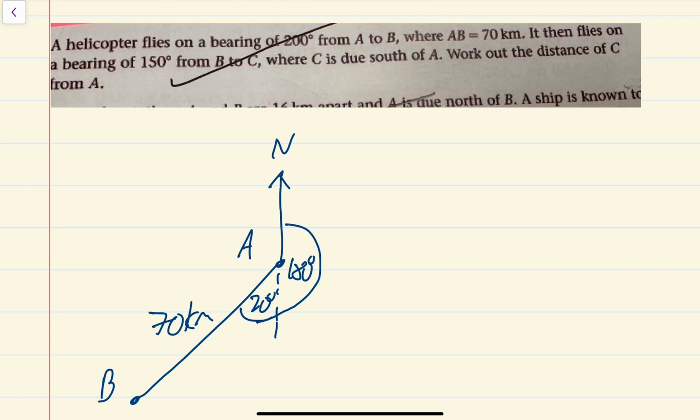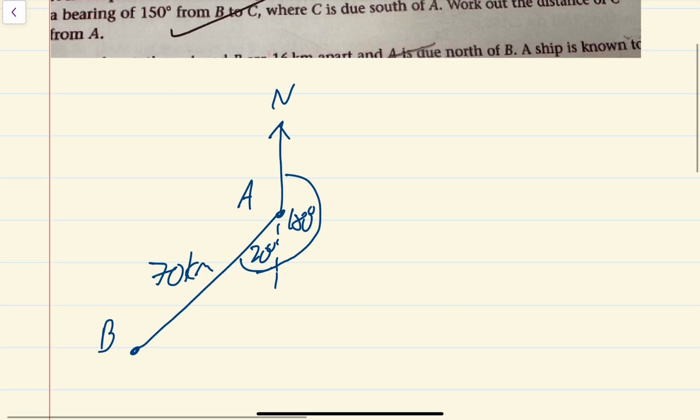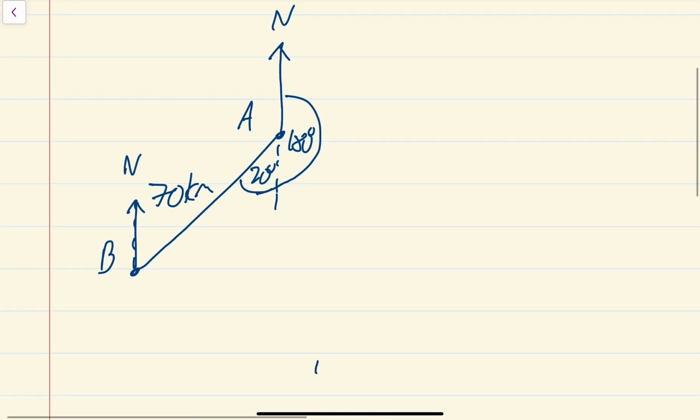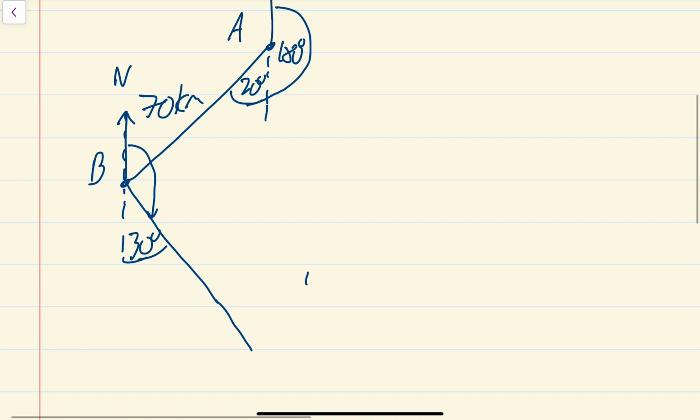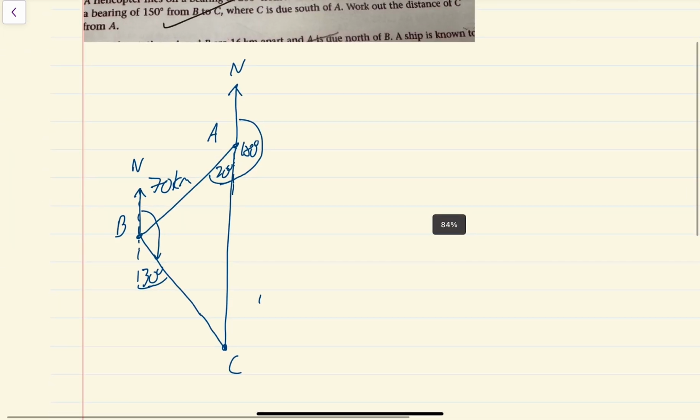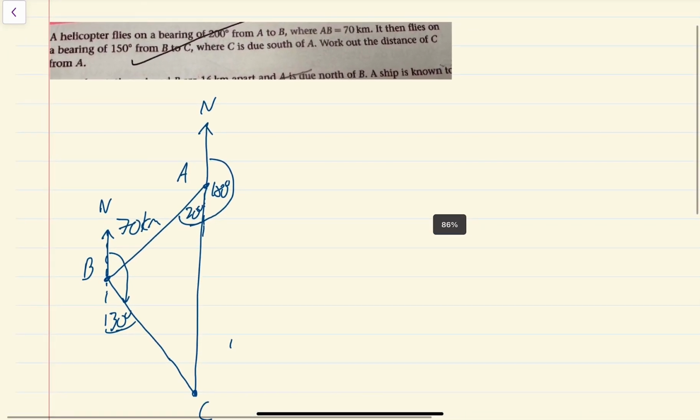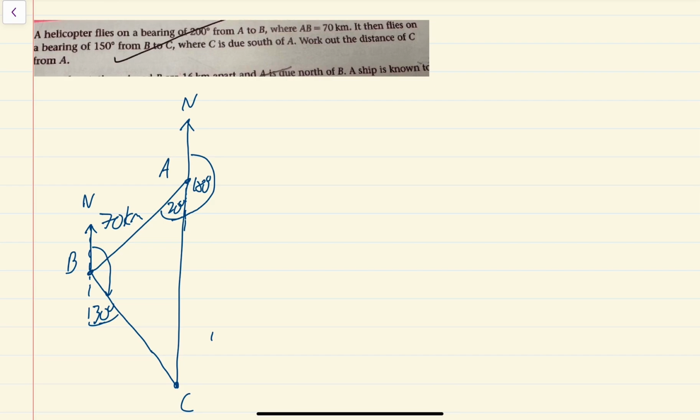And then once it gets to B, it goes on a bearing of 150. So my bearing of 150, there's my north line again. A bearing of 150 would be all the way around to here, which is 30 degrees shy of being the 180 degrees. And it continues, it says in the question, to C, which is due south of A. So that's what you've got.